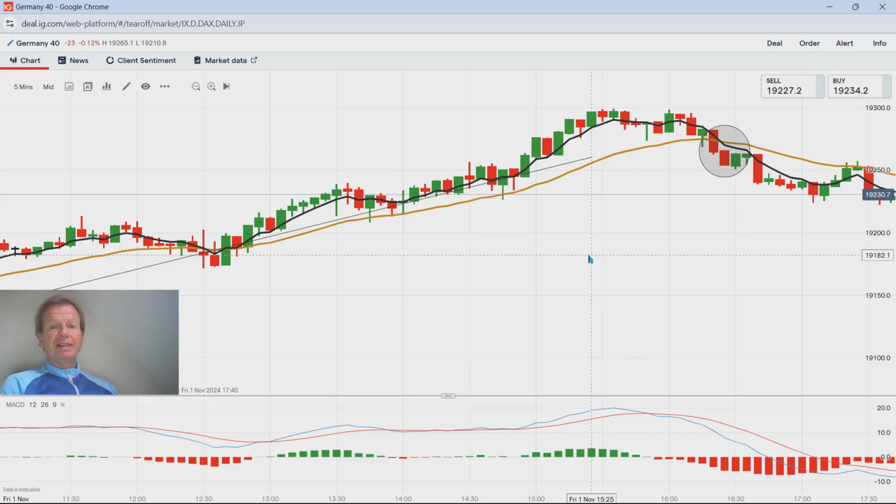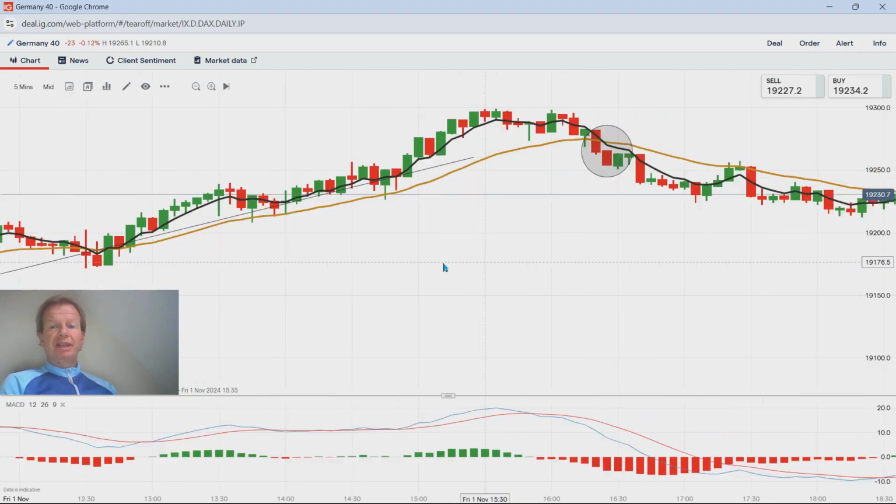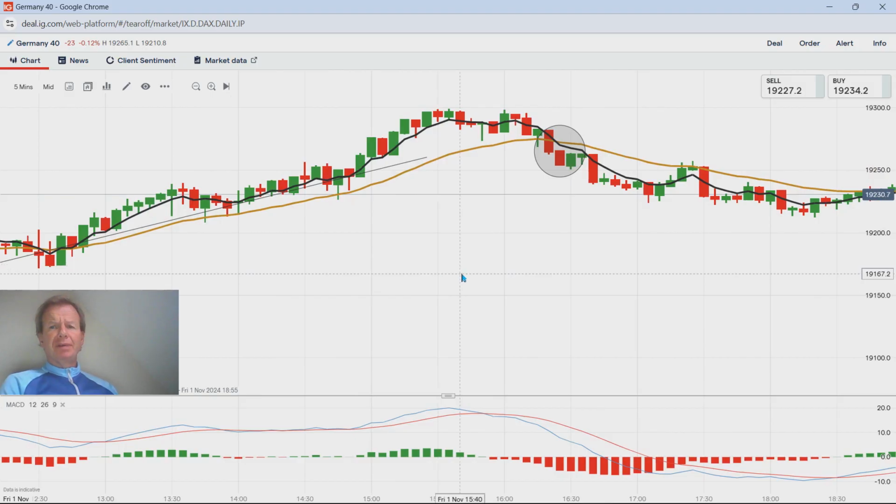Traders don't trade Fridays. It's pretty quiet. Traders go home early. Everybody's shutting up shop. But there you go. It proves you can make a lot of money on a Friday trading the DAX, for example.